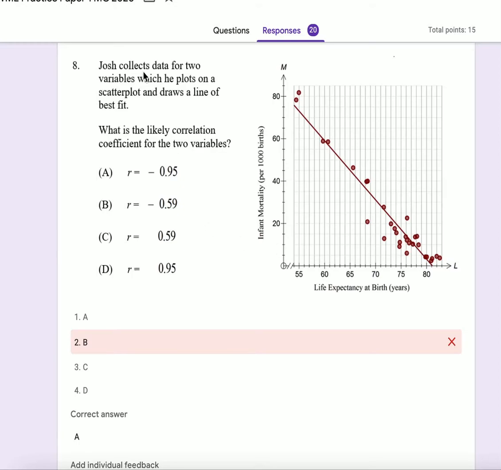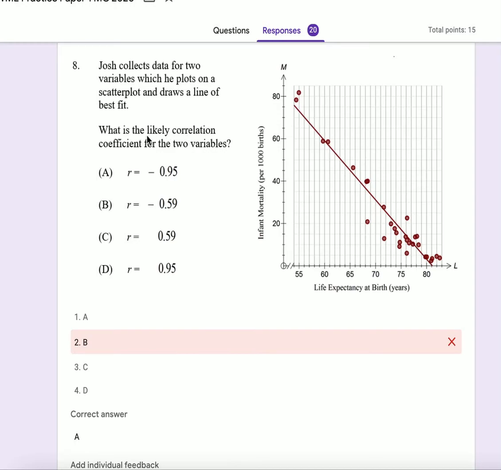So, Josh collects data for two variables which he plots on a scatter plot and draws a line of best fit. So here's our line of best fit. Our two variables are L down the bottom here and M up here. And it doesn't really matter what they are at this point. So what is the likely correlation coefficient for the two variables?